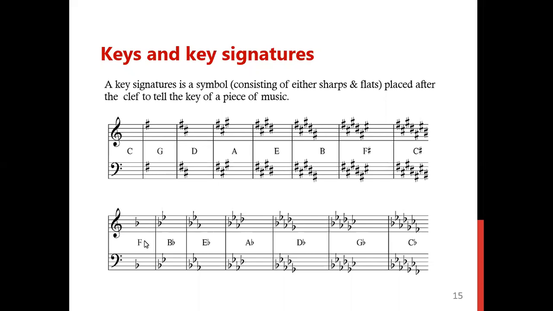All right. For flats, if you have only one, that's F. If you have two, that's B flat. If you have three, that's E flat. If you have four, that's A flat. If you have five, that's D flat. If you have six, that's G flat. If you have seven, that's C flat.